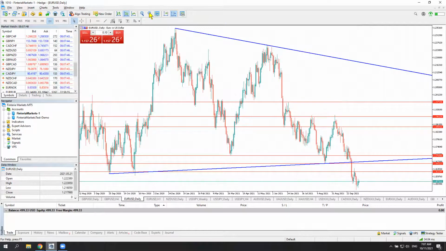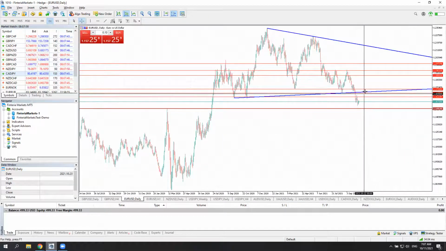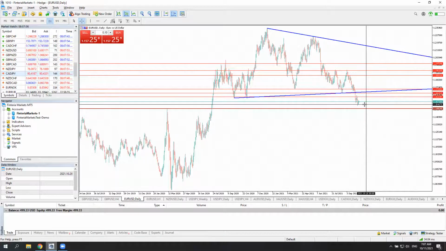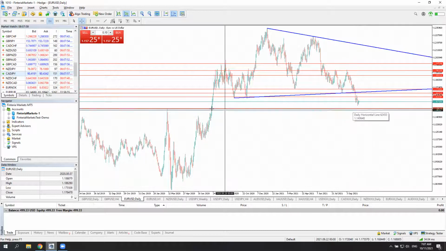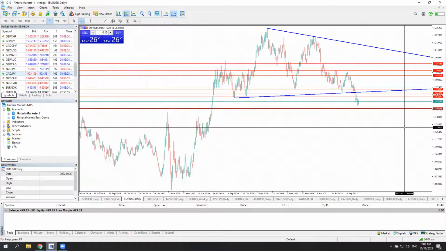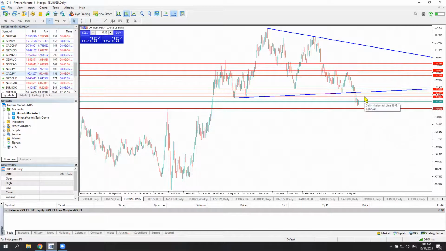Here we're in the neutral area between two important levels. One level is the resistance from the daily triangle. Another level is 1.15 from the pandemic era. So basically this level is from March 2020. And right now we're in the middle.